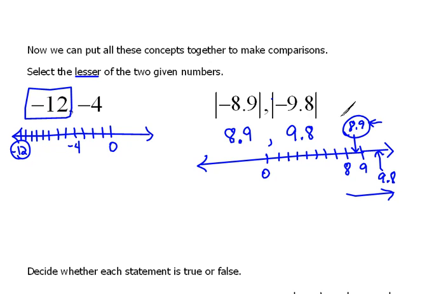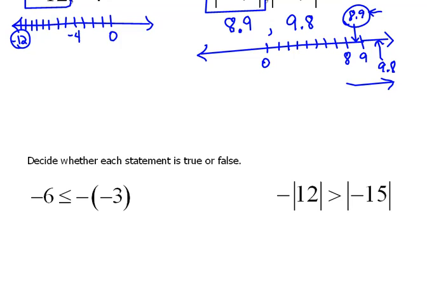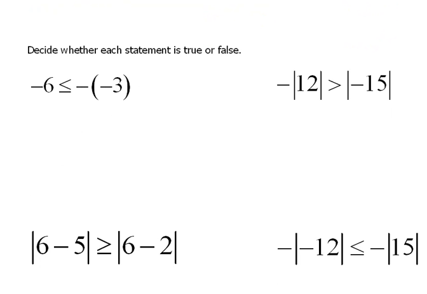But this number wasn't one of our original numbers. It was actually the absolute value of negative 8.9. This is a smaller number than this is. Now, when we determine whether statements are true or false, we have to do something very similar. You always have to make sure everything is fully simplified before you can truly look at them.